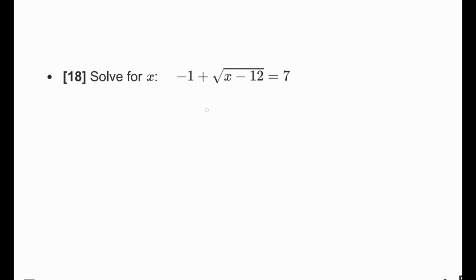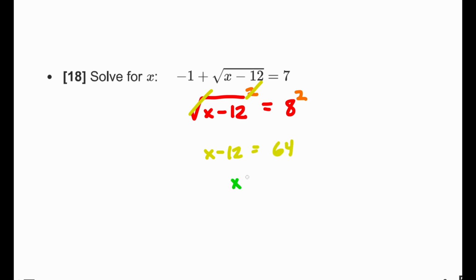First thing we're going to do is isolate the radical by adding 1 on both sides. So that gets rid of that -1 there, and then you have 8 right here. From here, we're going to square both sides. That cancels out the square root. And you have x minus 12 is equal to 64. You add 12 to both sides, and you get 76 is the answer.